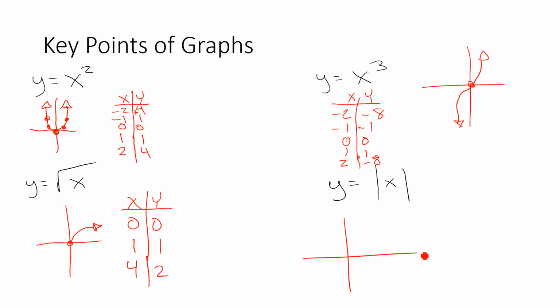And then absolute value looks like this. It's a V. Again, you should know the origin: the absolute value of 0 is 0, the absolute value of 1 is 1, the absolute value of 2 is 2, and for the negatives, the absolute value of -1 is 1, and of -2 is 2. So make sure you have those important points down. We're going to use these to shift things around.